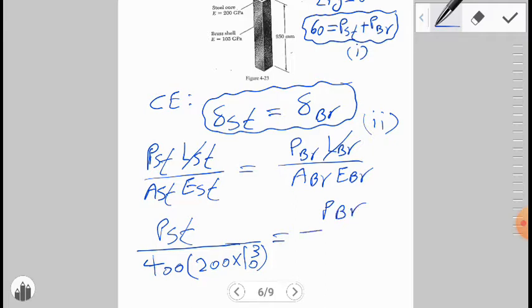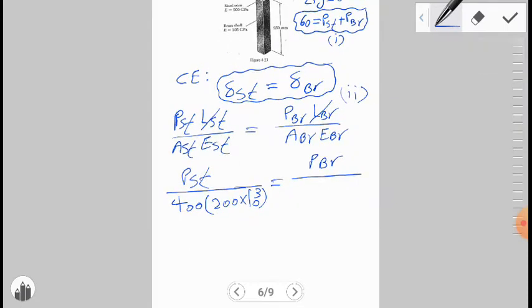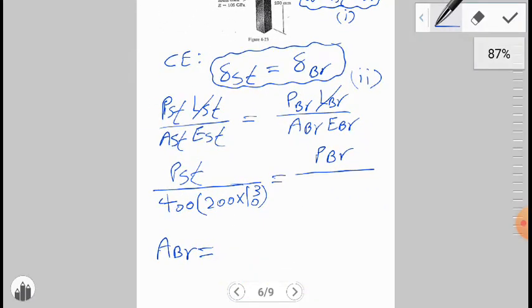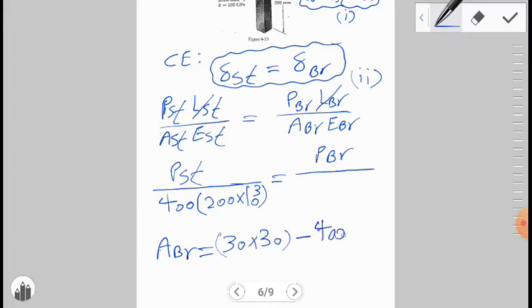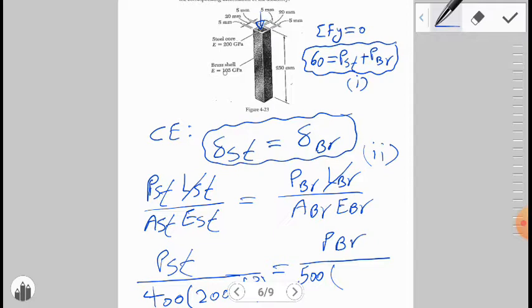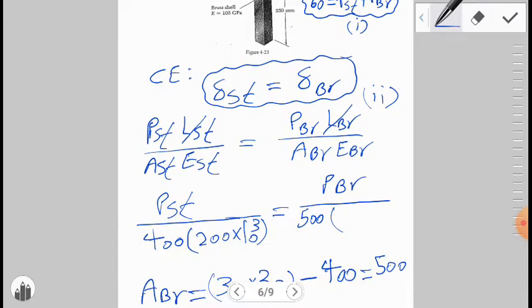P brass is equal to A brass. For finding the A brass, we can calculate here. The total cross-sectional area is equal to 30 times 30, here, is 30 times 30 minus this area 400, which is equal to 500. That's why the A brass is 500 times E brass. E brass is equal to 105 gigapascal.